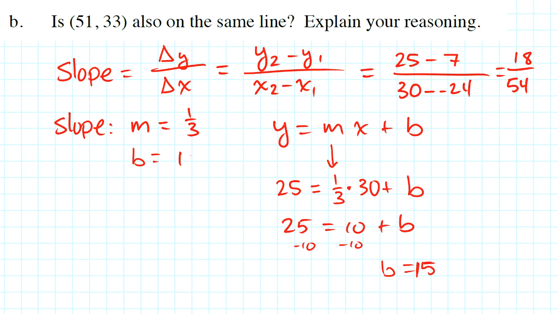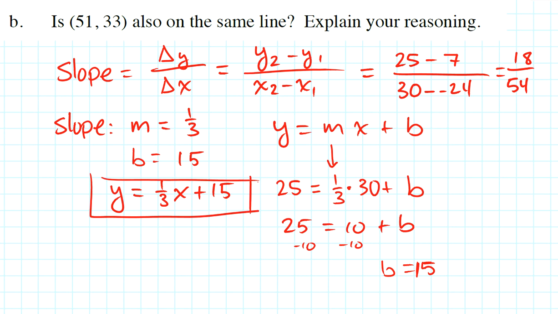So with those two pieces of information, I can write the equation of my line. My line is y equals 1/3 times x plus the number 15. So this is the equation of the line that goes through the 2 points I was given. The question I'm asked next is, is the point (51, 33) also on this line? And remember what it means to be on a line. It means that your xy ordered pair satisfies or makes the equation true.